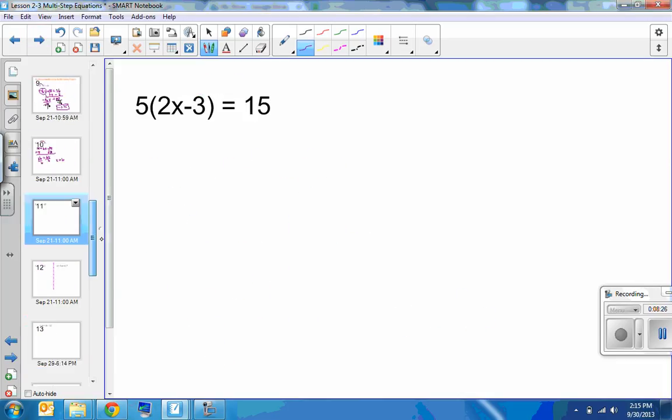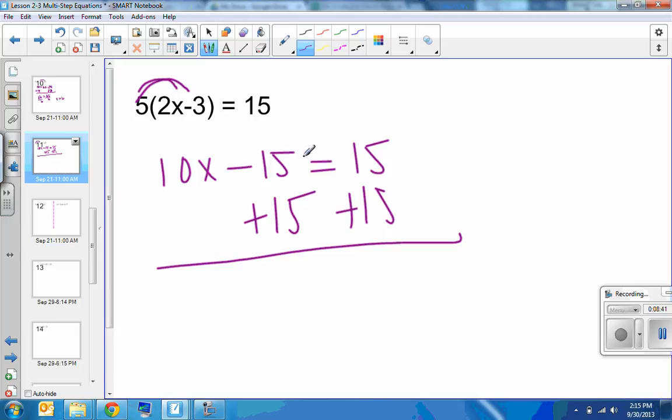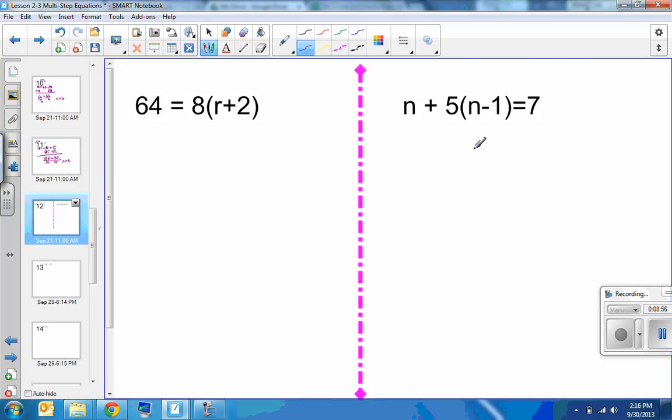Again, looking at this one, 5 times a 2x is 10x. 5 times a negative 3 is negative 15 equals 15. Opposite of subtracting is adding, so I'm going to add 15 to both sides. 10x equals 30. Opposite of multiplying is dividing. I always divide the number that's next to the variable. And x equals 3. Go ahead and try these two on your own.